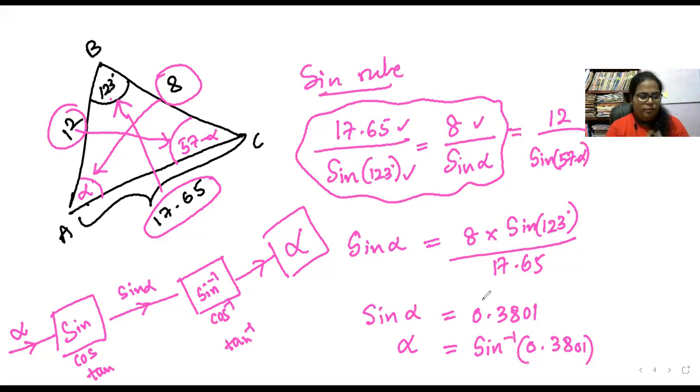So you have to input the numerical value here, 0.3801, and after you press like this, you can see the angle comes out: alpha is 22.34. So this is the value of alpha. The angle we get is 22.3. Right? Is it clear to you how to get the sine value and how to get the inverse value? Are all these things clear to you?